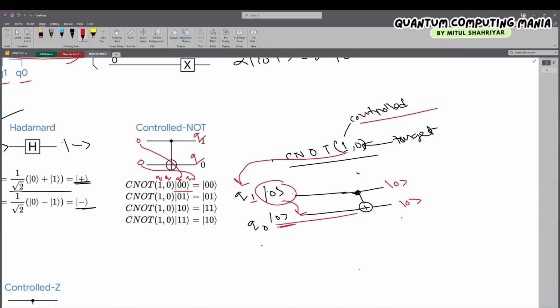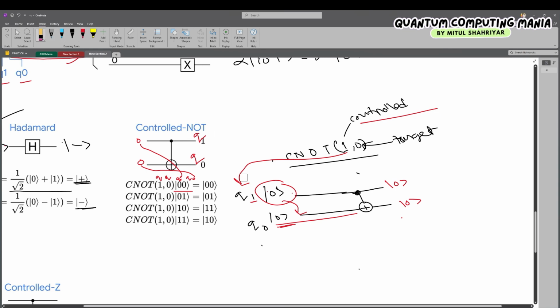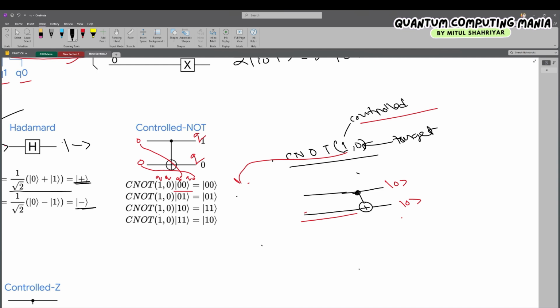But when the control is 1, the result actually flips. This is what we will see right now. This is interesting. We can see that through another value. This is actually the answer, but we don't need to focus on this. So if we take 1 0, this is our qubit 1, this is our qubit 0. So the value of qubit 1 is 1, right?